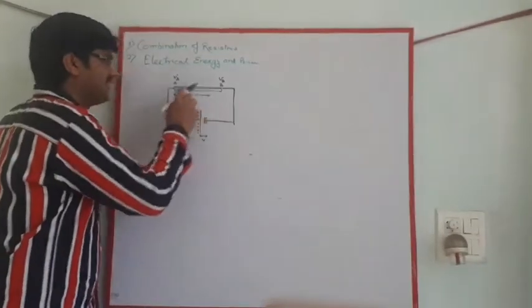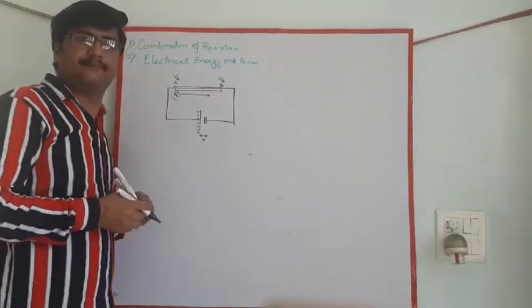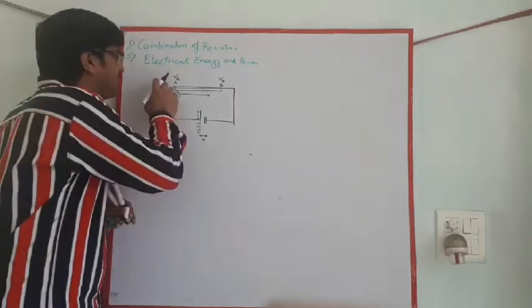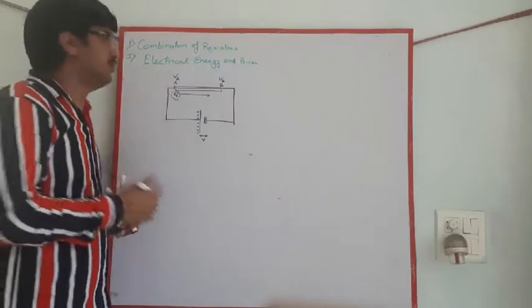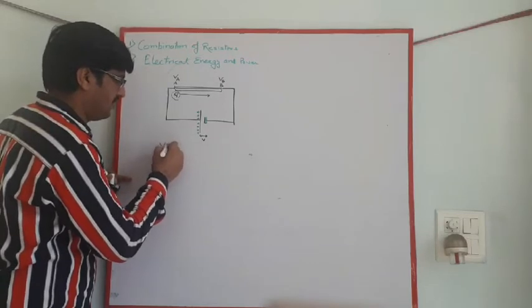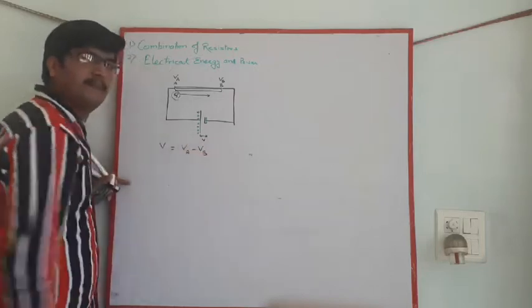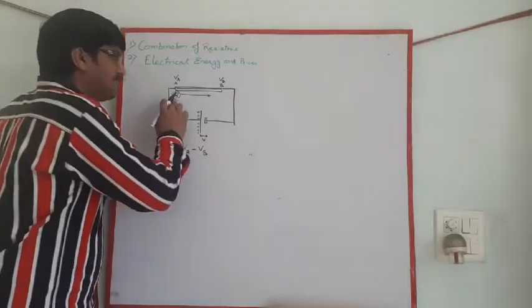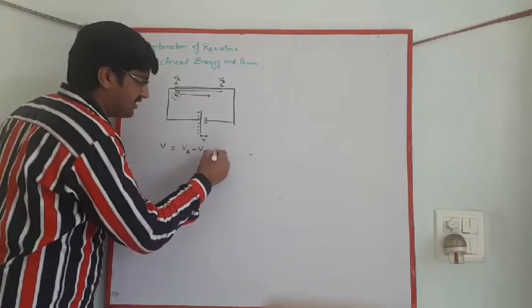When a charge moves, this charge does not move by itself. This potential difference had made it to move. What is this potential difference? V is equal to VA minus VB. The charge moved from A to B only if VA is greater than VB, that means the difference is greater than 0.